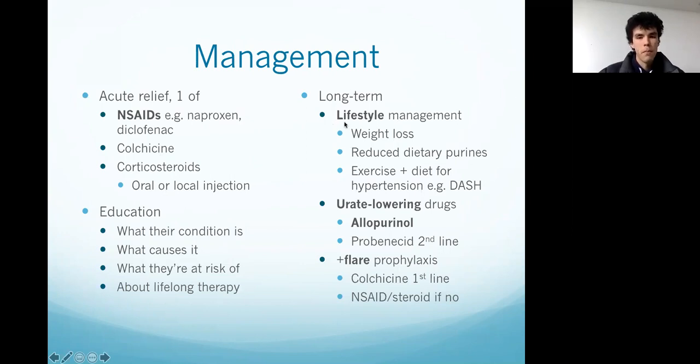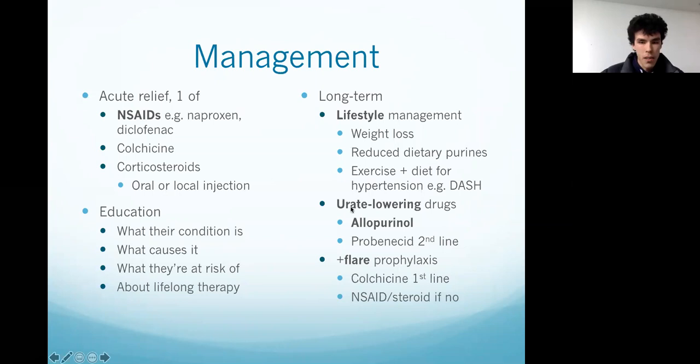Long-term, we still go through lifestyle first, so losing weight and getting away from that metabolic syndrome, reducing dietary purines, so essentially cutting down on the things we mentioned before, especially beer, which is usually an easy one, or easy in the sense that it's probably going to be there. Exercise and diet because they've got hypertension.